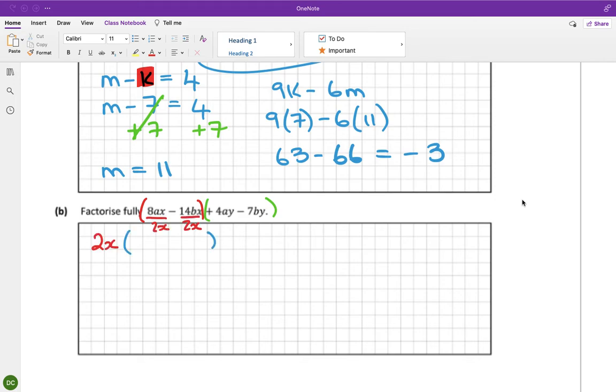8 divided by 2 is 4. The x's cancel, leaving me with a, minus 14 divided by 2 is 7. The x's cancel, leaving me with b. The other one I think is the number is only a 1, and then, sorry, I should do this in green. So I think it's plus 1y, I think.